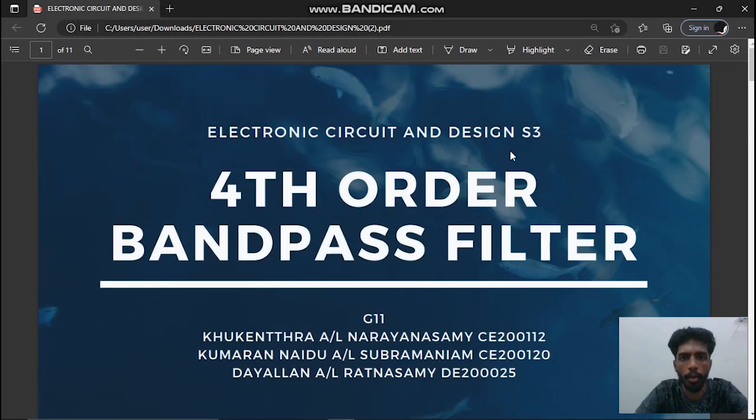Hello everyone, I am Kokendra Narendra, matric number CE200 from group 11, and this is subject ECAD, from section 3. I will be explaining our project, which is a fourth order bandpass filter.